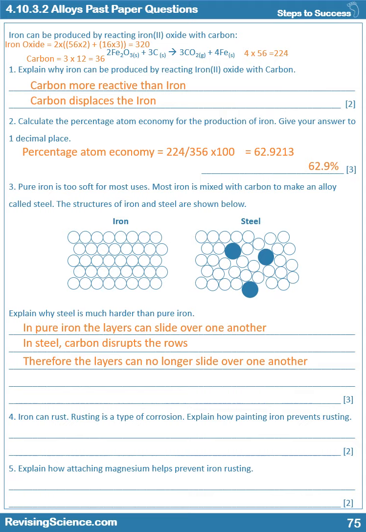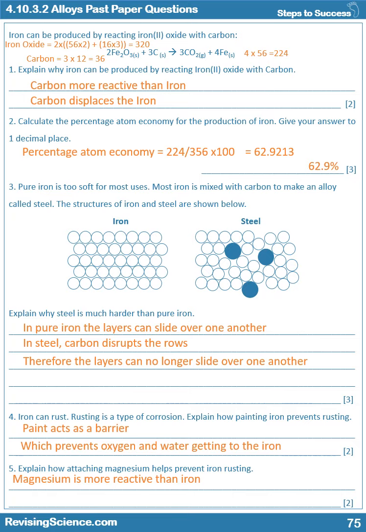Iron can rust. Rusting is a type of corrosion. Explain how painting iron prevents rusting. The paint acts as a barrier, and this can prevent oxygen and water getting to the iron. We can also explain how attaching magnesium helps prevent iron rusting. This is because magnesium is more reactive than iron, and the oxygen will therefore react with the magnesium in preference to the iron.